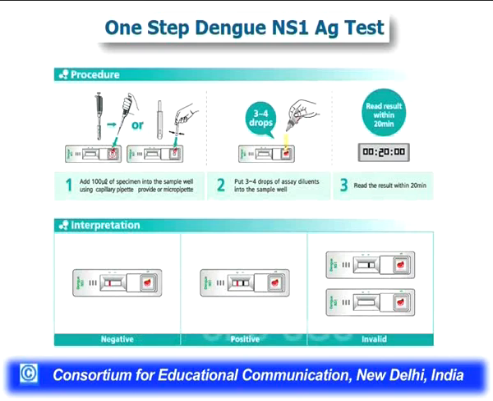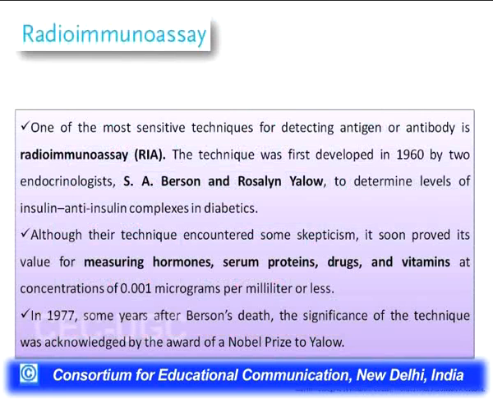These single step, one step dengue NS1 antigen test kits are now readily being used to check most of the diseases like dengue. Subsequently, for other diseases, different types of test kits are also getting developed.